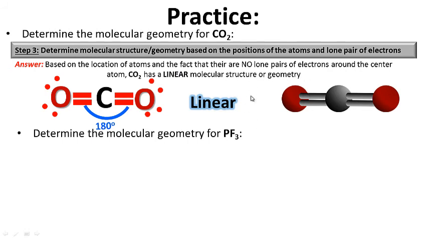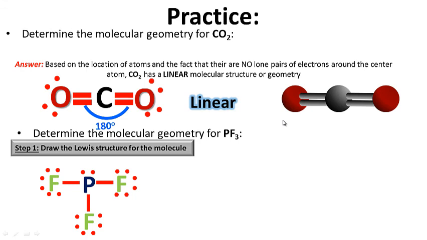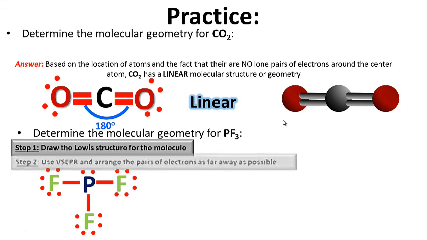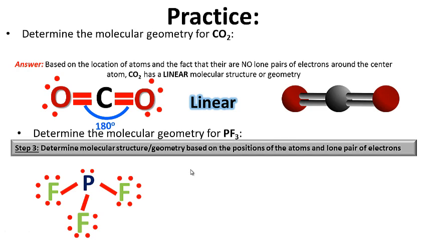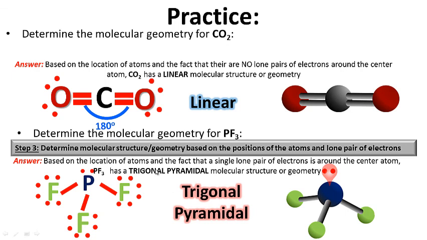All right, let's move on here to PF3. Draw the Lewis structure for the molecule. Step 2, use VSEPR to arrange the pairs of electrons as far away as possible. This lone pair of electrons here will repel these other electron pairs down based on VSEPR. Step 3, determine the molecular structure or geometry based on the positions of the atoms and lone pairs of electrons. We have a lone pair of electrons here. So based on the locations of the atoms and the fact that a single lone pair of electrons is around the center atom, PF3 has a trigonal pyramidal molecular geometry here.